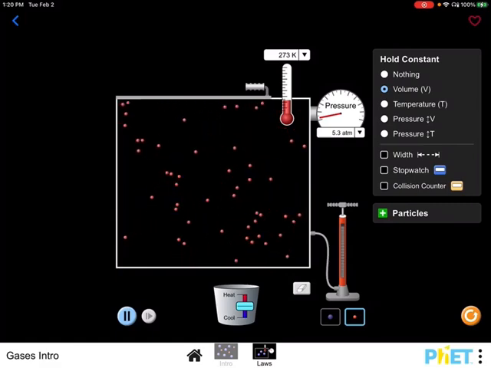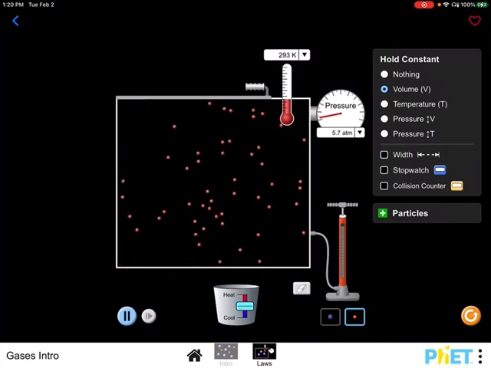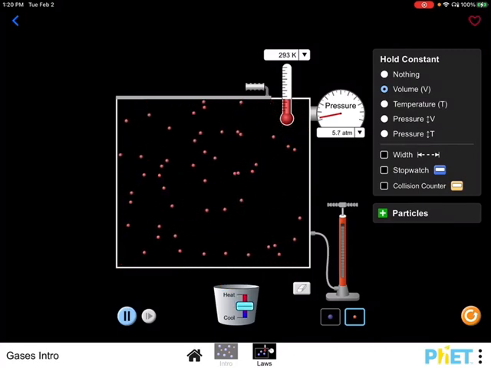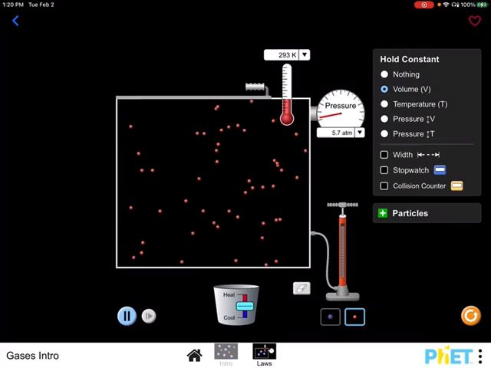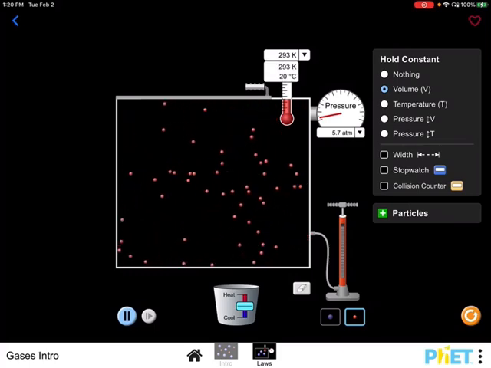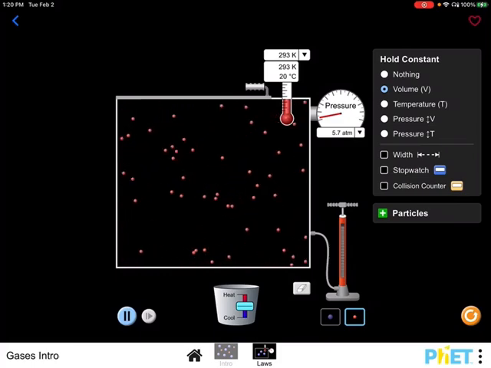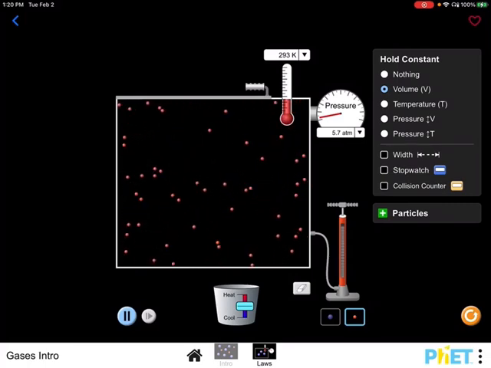So I'm going to heat my steel container here. 293. Okay, so right now it's at 293 Kelvin, and we can see that our pressure went up a little bit. Our pressure is now at 5.7 atmospheres. So that's another data point right there. The temperature in Celsius is 20, and the temperature in Kelvin is 293, and we have a pressure reading of 5.7 atmospheres, and it went up.